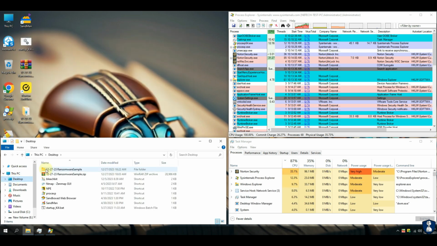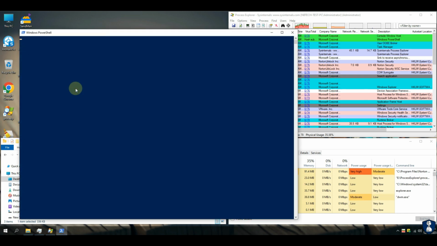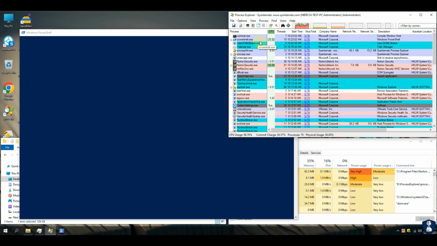Our final challenge is a PowerShell script ransomware. These types of attacks leverage scripting languages to evade traditional detection methods. Let's see how Norton Antivirus Plus tackles this unique threat.